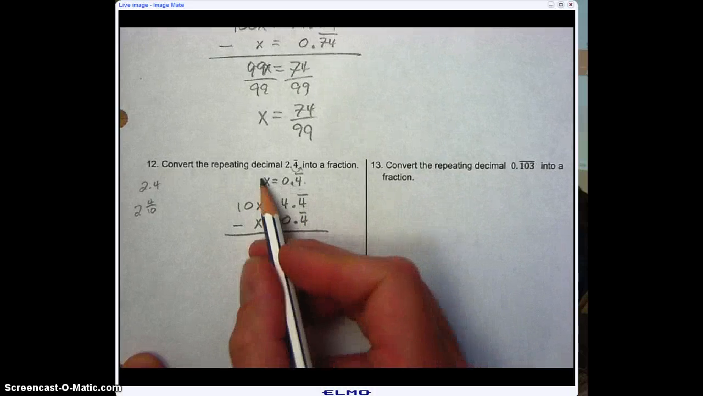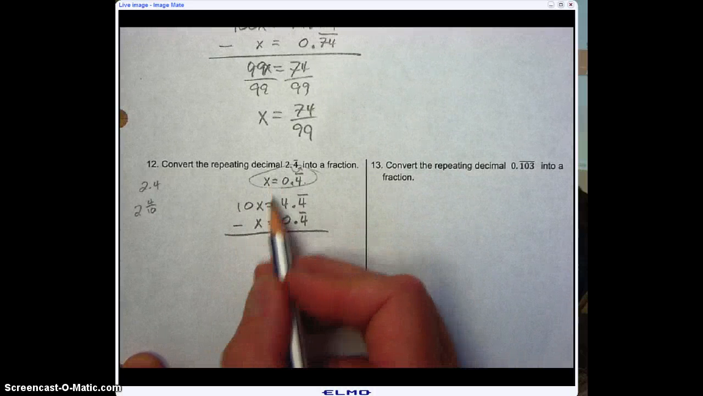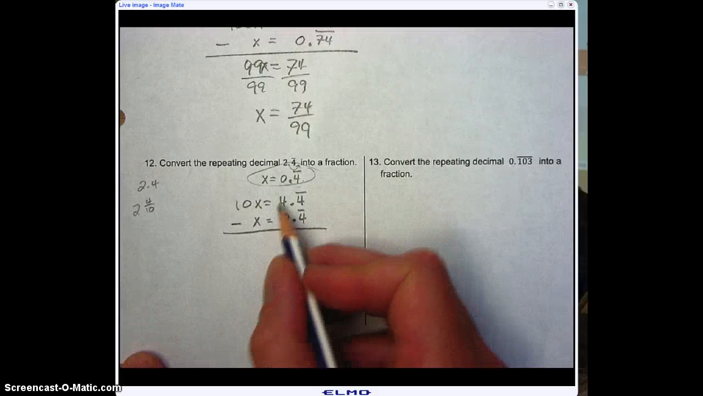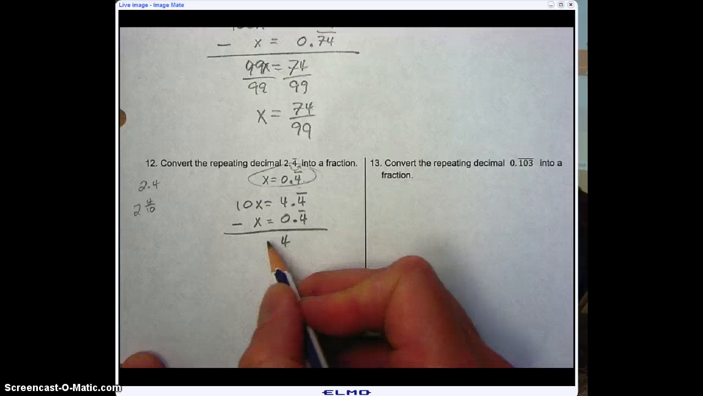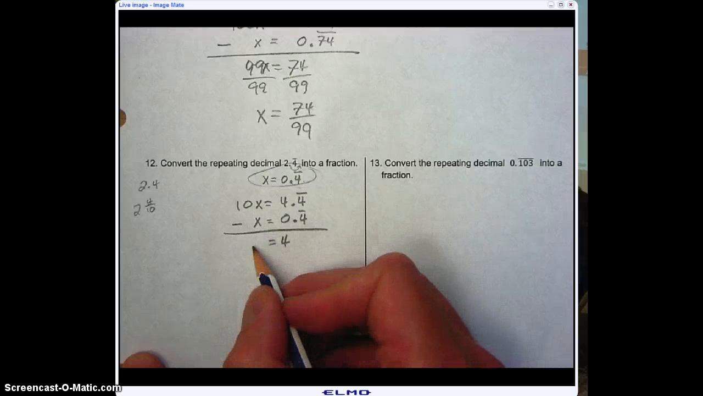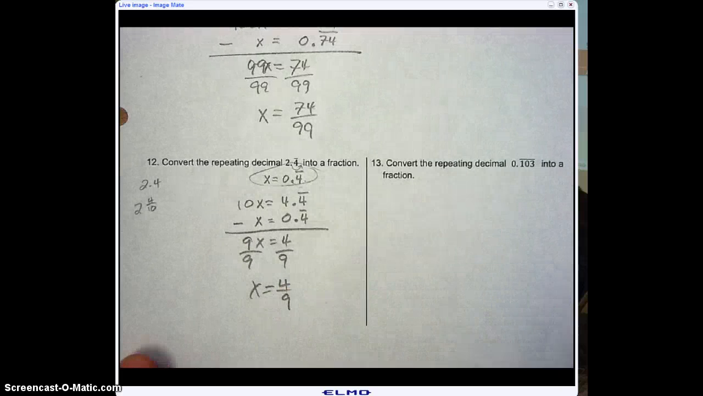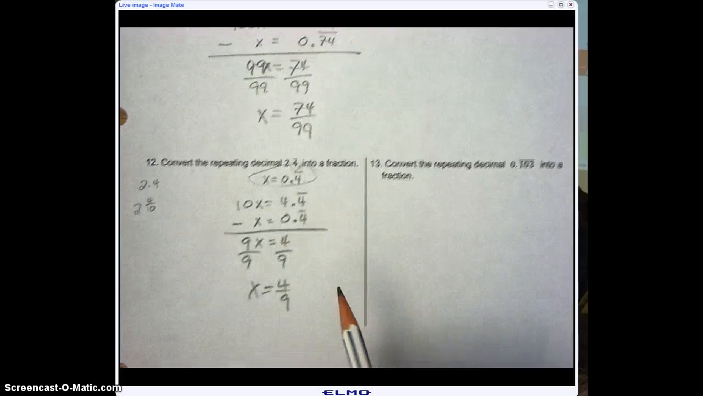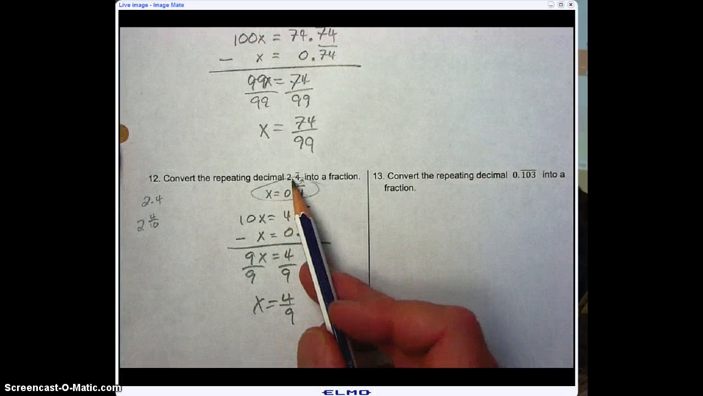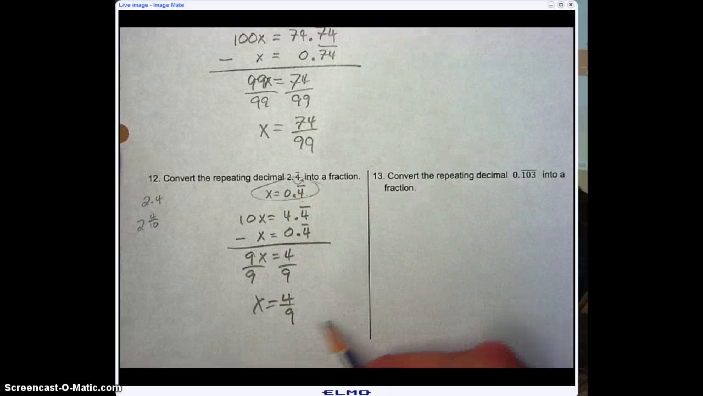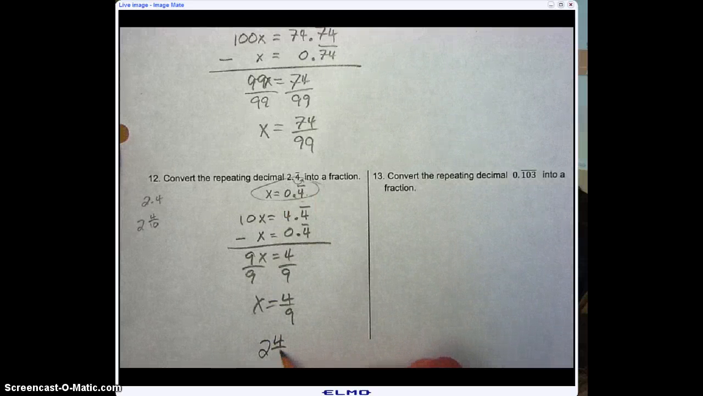You're going to subtract this equation from the one that I multiplied by 10, and the reason we do that is so this repeating part cancels. So 4 minus nothing is 4, 10x minus 1x is 9x, divide by 9, you get x equals 4/9. Now that's not the answer, because it wasn't 0.4 repeating, it was 2.4 repeating. So the answer is really 2 and 4/9.